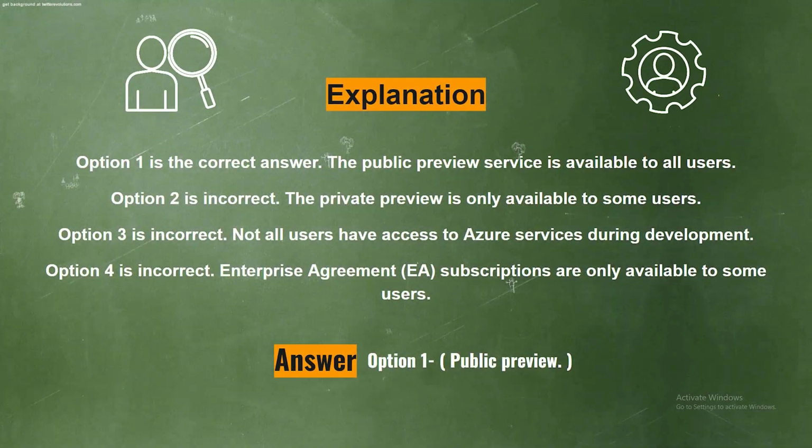Explanation. Option 1 is the correct answer. The public preview service is available to all users. Option 2 is incorrect. The private preview is only available to some users. Option 3 is incorrect. Not all users have access to Azure services during development. Option 4 is incorrect. Enterprise agreement subscriptions are only available to some users.